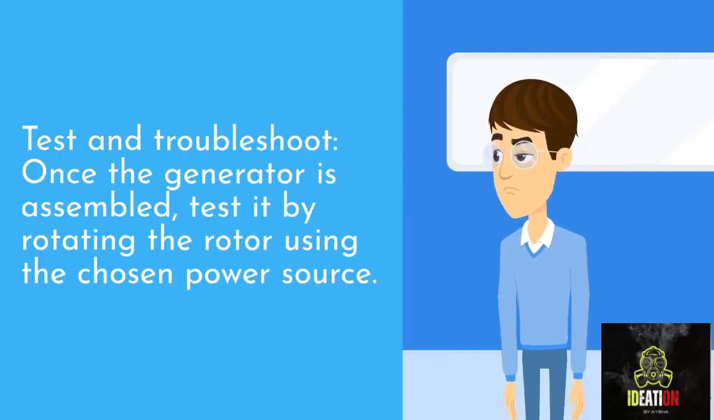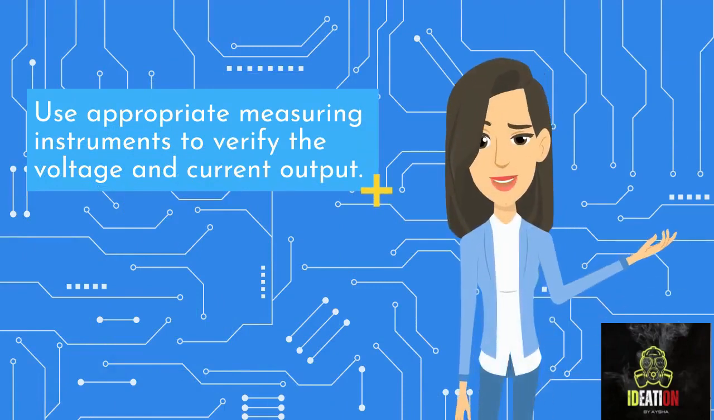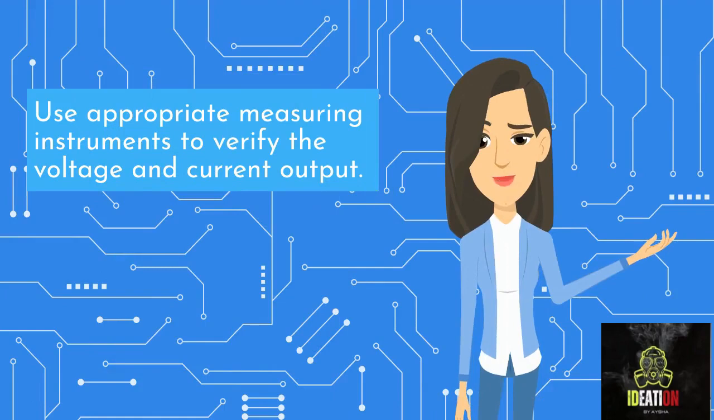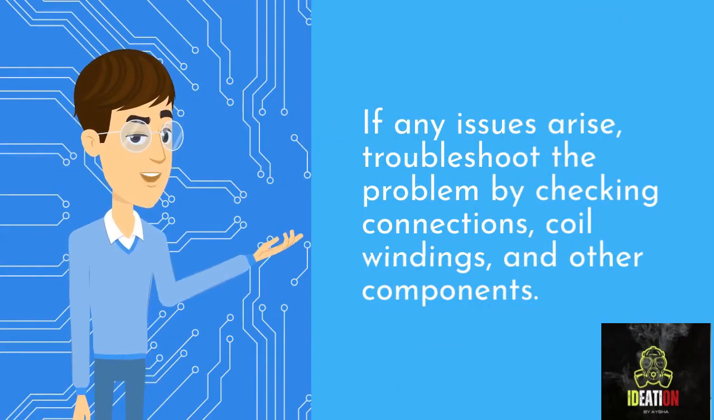Test and troubleshoot. Once the generator is assembled, test it by rotating the rotor using the chosen power source. Use appropriate measuring instruments to verify the voltage and current output. If any issues arise, troubleshoot the problem by checking connections, coil windings, and other components.